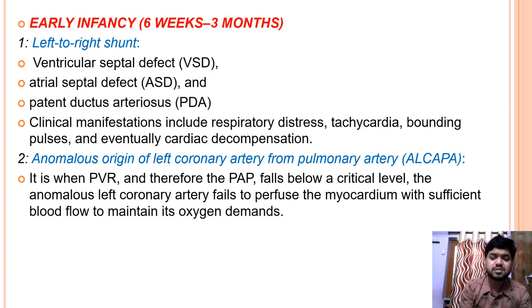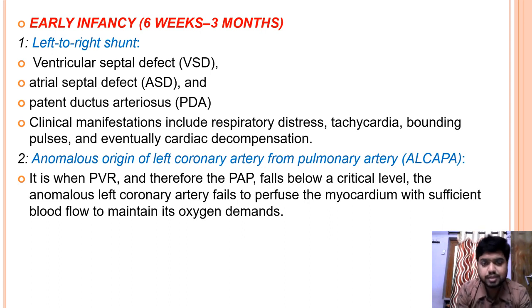So early infancy, then we go a little later, not immediately the neonatal period. They sustain for some 4 weeks, 6 weeks, and within 3 months they present. What are these? They are left to right shunt lesions or ALCAPA. ALCAPA is anomalous origin of the left coronary artery from the pulmonary artery.